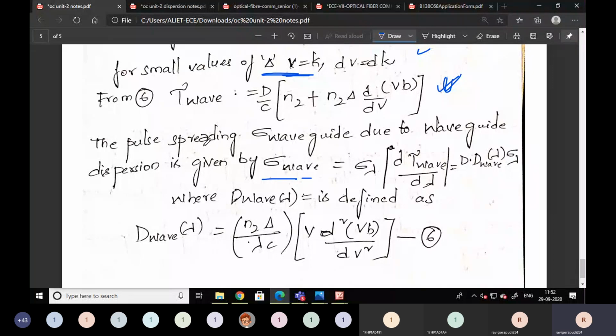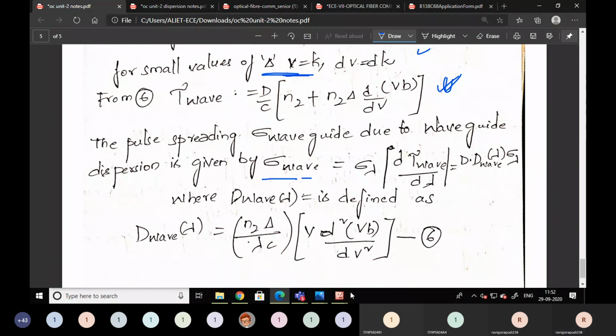So again, our main aim is to find the dispersion. The waveguide dispersion parameter you can write, and waveguide delay you can also write. If you differentiate waveguide delay with respect to lambda, then you'll get tau wave of lambda. All those you can write. Over.